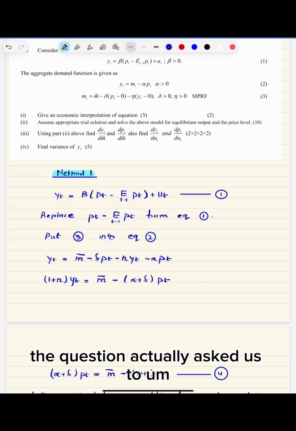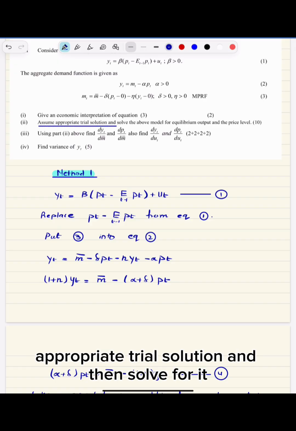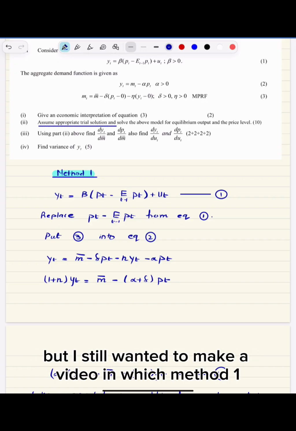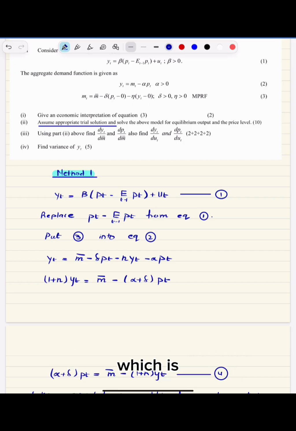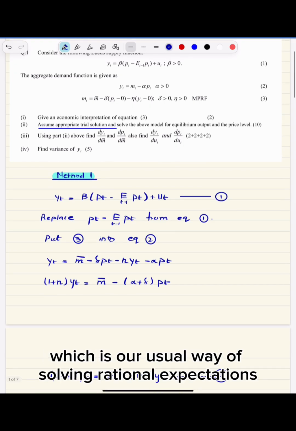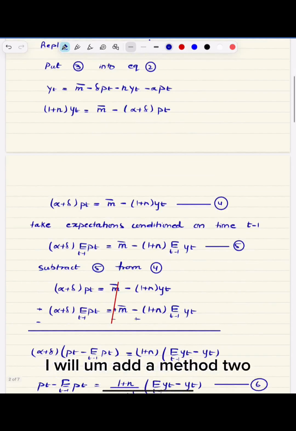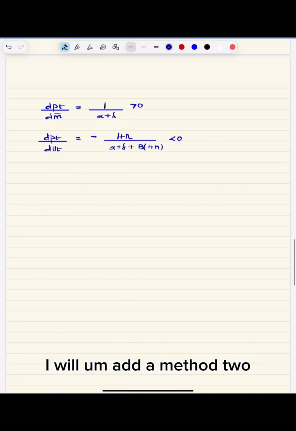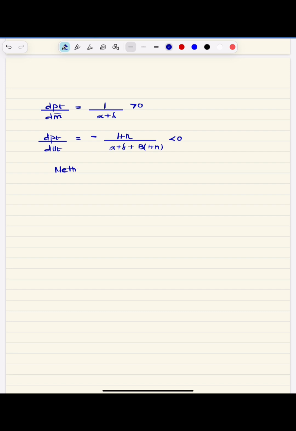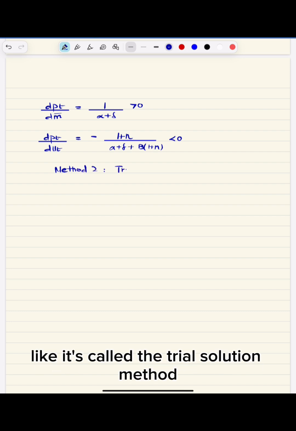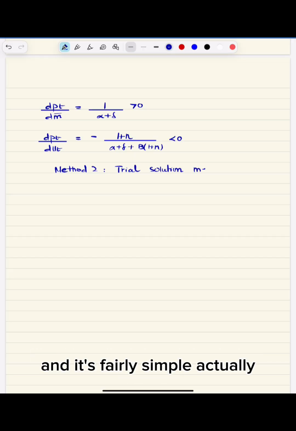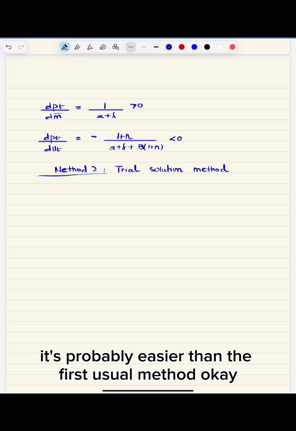The question actually asked us to assume an appropriate trial solution and then solve for it, but I still wanted to make a video in which method 1, which is our usual way of solving rational expectations, is also covered. However, I will add method 2 in this video, and it's called the trial solution method, and it's fairly simple. Actually, it's probably easier than the first usual method.